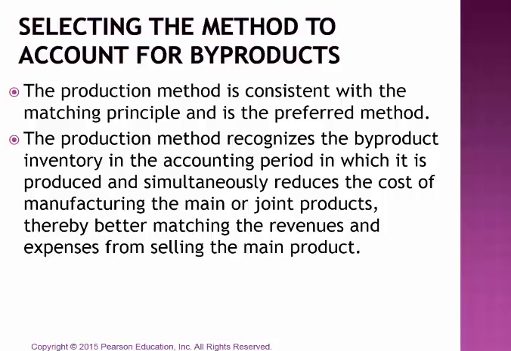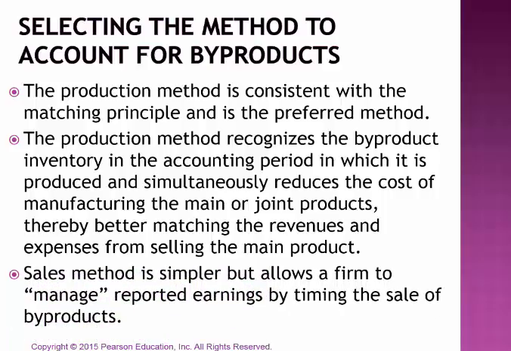So the expenses for the main product under this method are showing up lower than the other method that we're going to take a look at, because of how the byproduct costs are being taken care of under this method. The sales method is simpler though, but it allows a firm to manage their reported earnings by timing the sale of their byproducts.